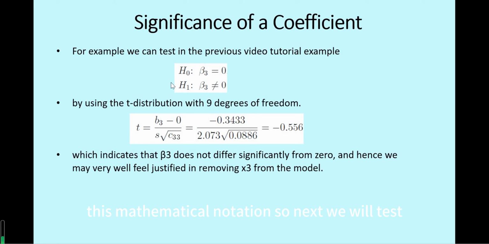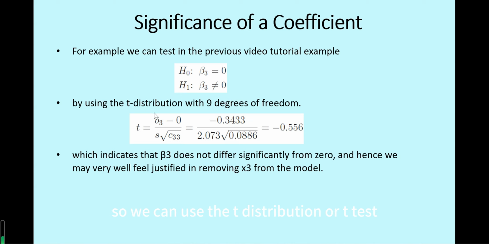So next we will test whether a single coefficient is significant. From the examples we have shown in many videos on this channel, take for example a linear regression model with 3 independent variables. Now we will test if the third coefficient, beta 3, is significant or not. So the null hypothesis is beta 3 is 0, and the alternative hypothesis is beta 3 not equal to 0.